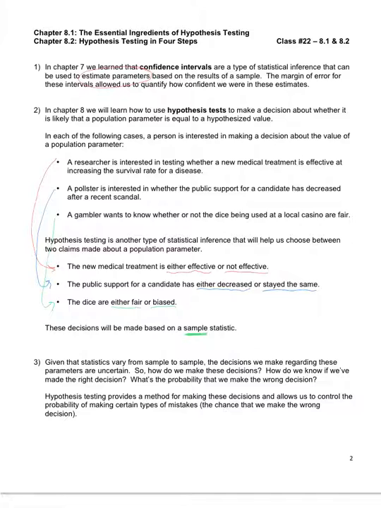All right, number 3, given that statistics vary from sample to sample, the decisions we make regarding these parameters are uncertain. So how do we make these decisions? How do we know if we've made the right decision? And what's the probability that we make the wrong decision? Hypothesis testing provides a method for making these decisions and allows us to control the probability of making certain types of mistakes, i.e. the chance that we make the wrong decision.